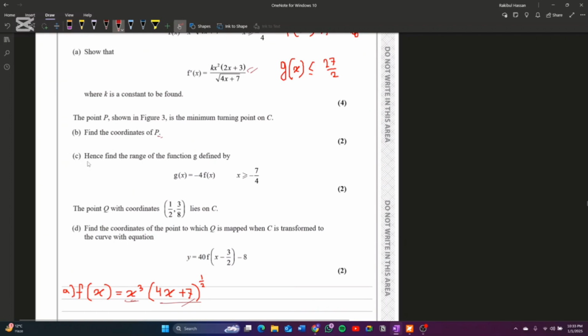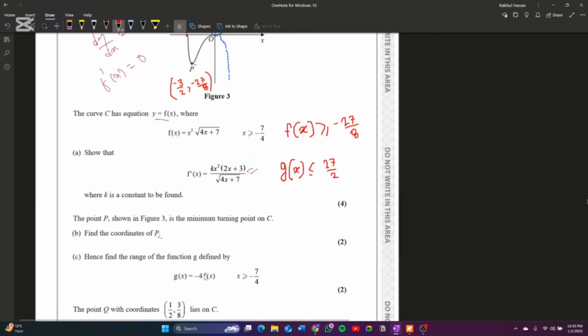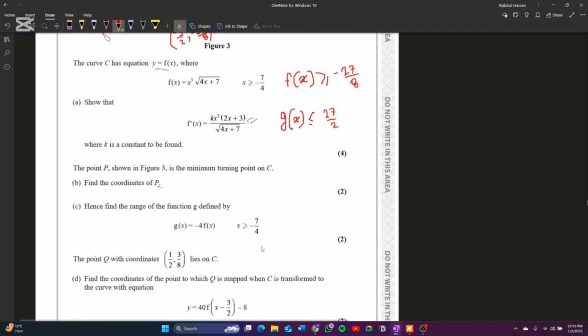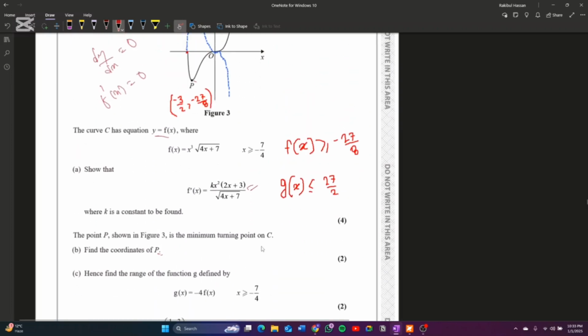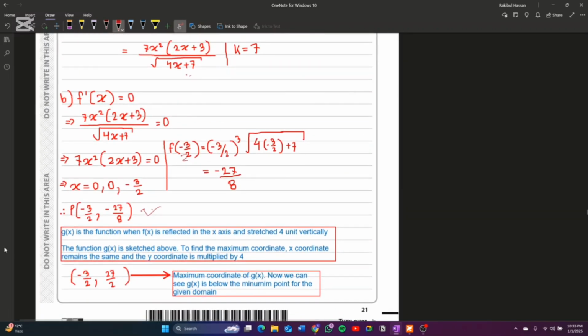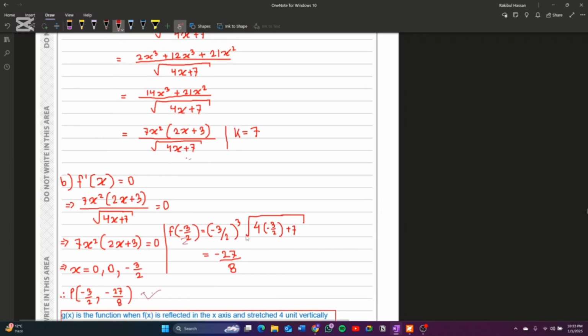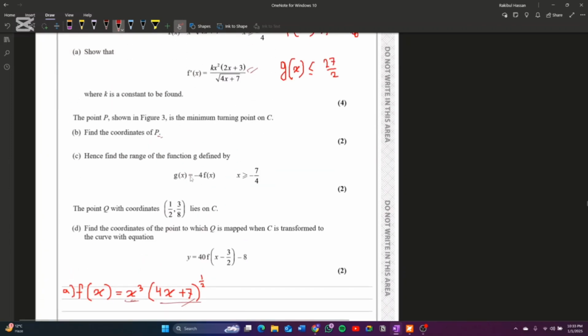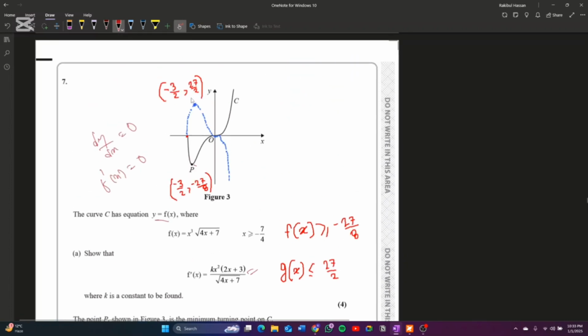Next, C says, hence find the range of the function g defined by g of x equal to -4 f of x. So see, g of x is actually a stretch, and it's a vertical stretch, right? See here, g of x is a function when f of x is reflected in the x-axis. It's reflected because it's negative, right? There is a negative sign. That means it will be reflected. The negative values will become positive values, and the positive values will become negative values.